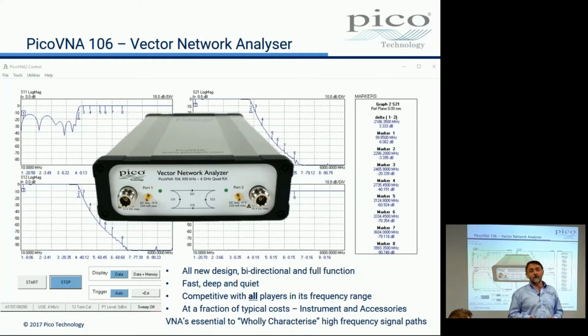And that's because they're too expensive. And so that's what we're trying to change. We're trying to sell a product at more or less the same price as, say, a 500 meg or 1 GHz scope, which is really the sort of item that every engineer should have on his bench. So this VNA is to go on everybody's bench.